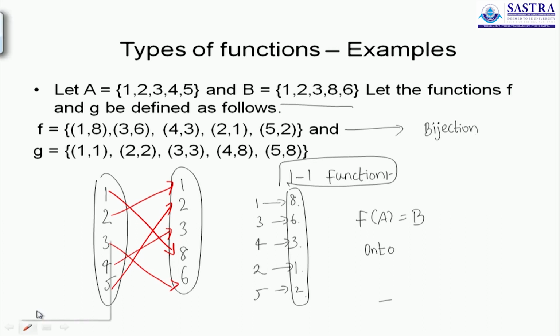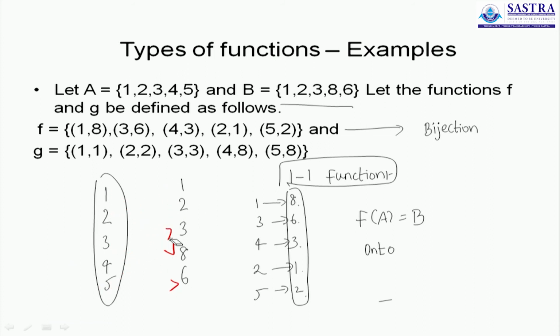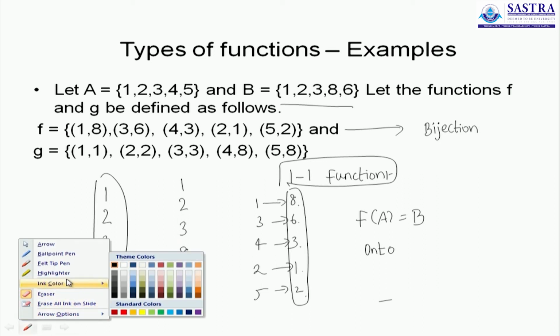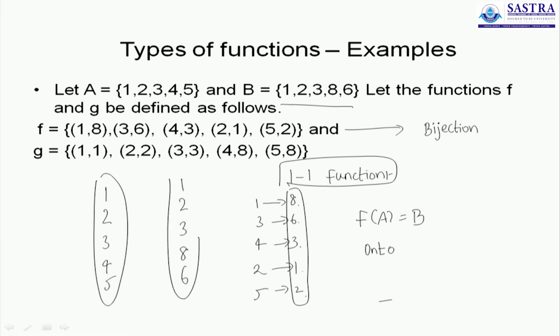The function f is a bijection. Let's discuss the second example now. Let's talk about g. g also defines a function from A to B. And how are we defining g?